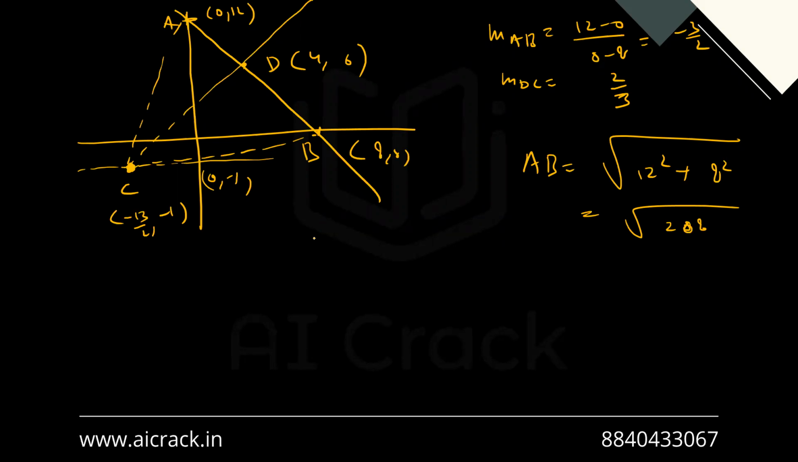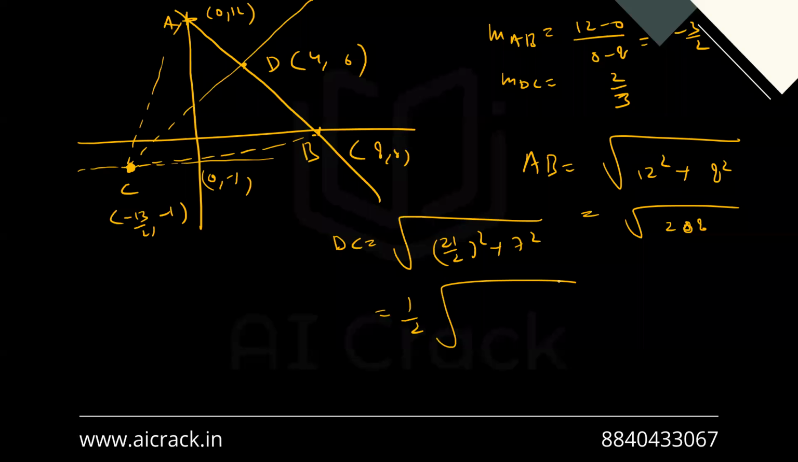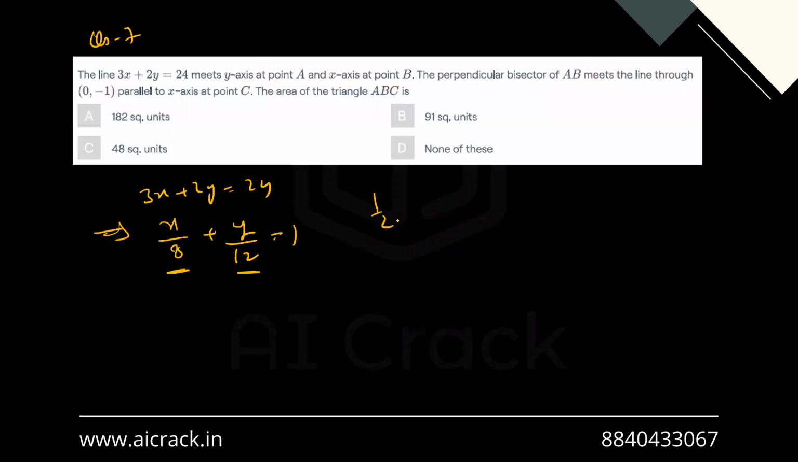And in case of DC, the length of DC would be under root of (13 by 2 plus 4) whole square, that would be (21 by 2) whole square, plus (6 plus 1), 7 whole square. So that becomes 1 by 2 as common, under root 441 plus 7 square into 4, not 4 square. So basically 49 into 4, that would be 196, right? Now we have to multiply AB into DC. Let's do it over here. We have to find out area, 1 by 2 into AB into DC.